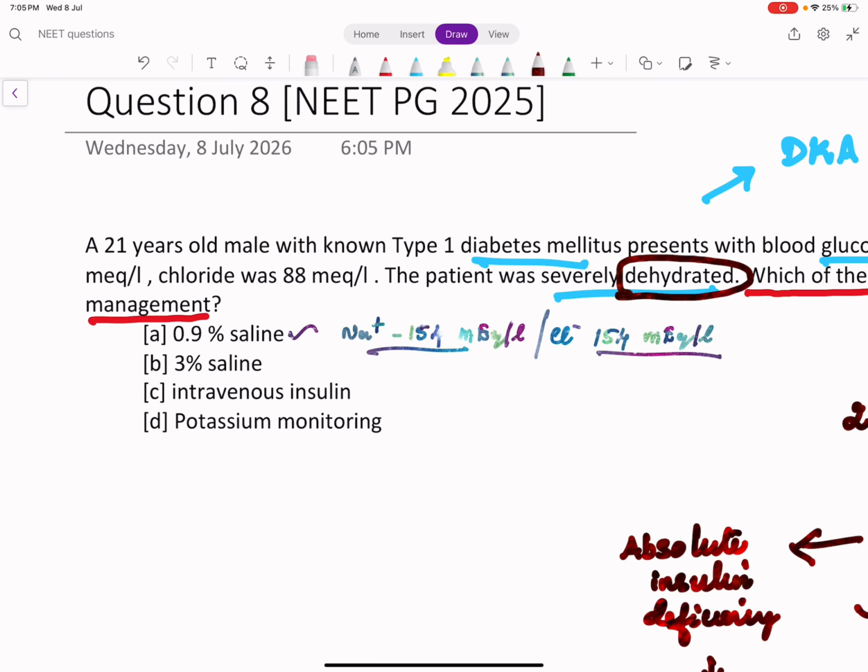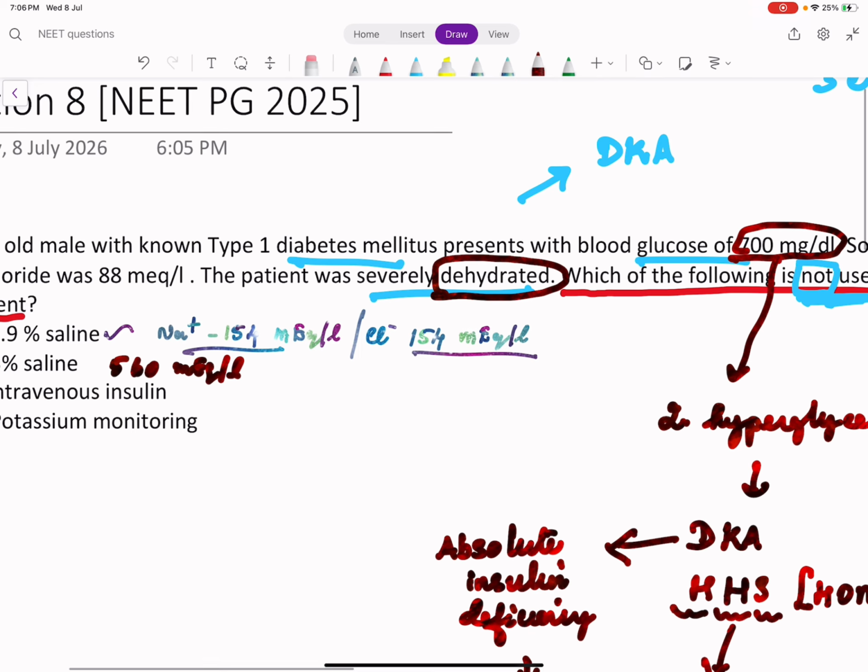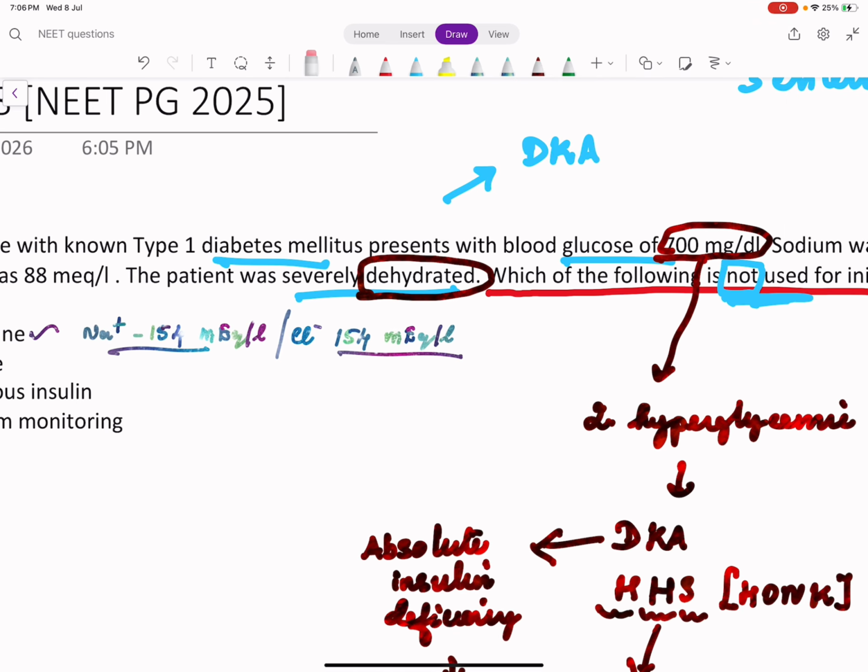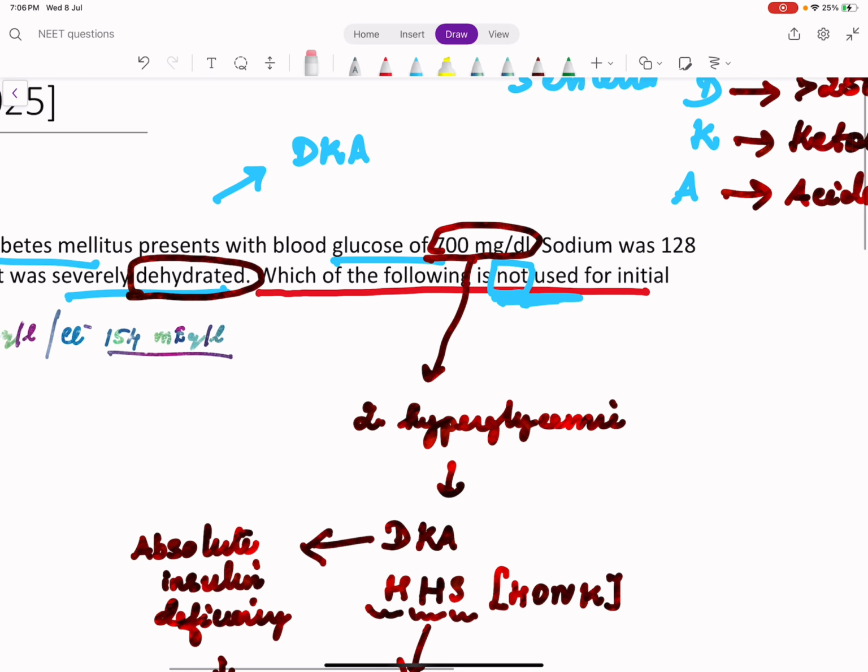3% saline. 3% saline is actually 3 times normal saline; I think it contains around 560 milliequivalents per liter of sodium. It is not the initial fluid choice. In the last question we discussed that 3% saline is used only in case of severe hyponatremia. In this case, sodium is only 128. It is just a mild to moderate hyponatremia which does not need 3% saline.